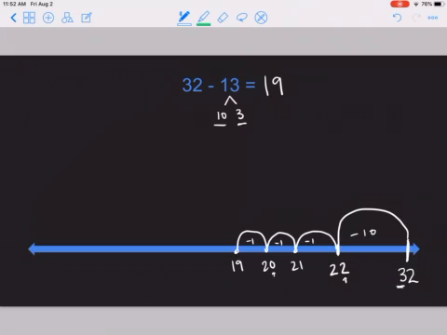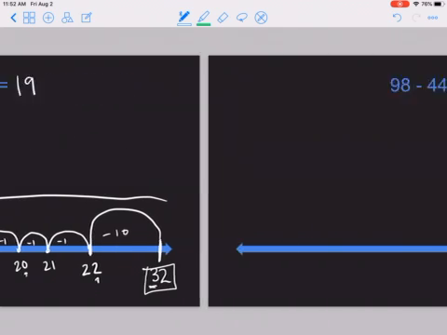Again, we took away a 10 first and then took away 3 ones. We started on the right and we moved to the left because we were getting smaller. We started with 32. We took away 13. That's going to be a smaller number. Let's try another one.